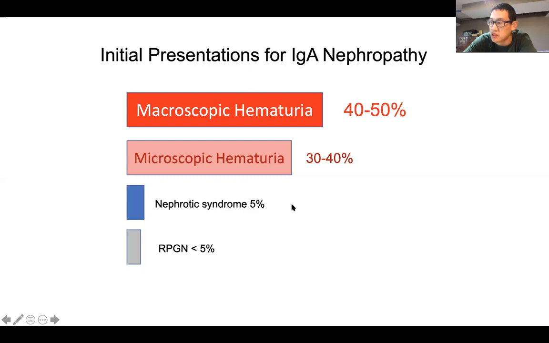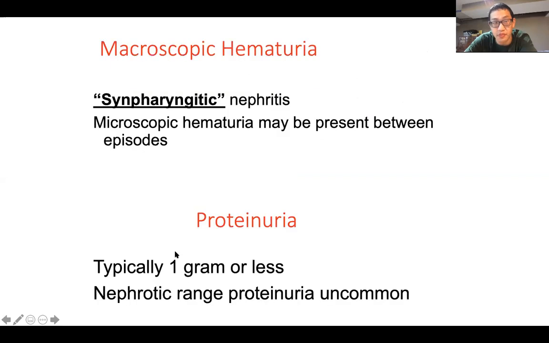It's incredibly variable, both in clinical presentation and in pathology. We're going to go to the pathology later. But usually it's either microscopic or macroscopic hematuria, so it usually falls into a nephritic-like picture. It's rarely nephrotic, and rarely an RPGN.